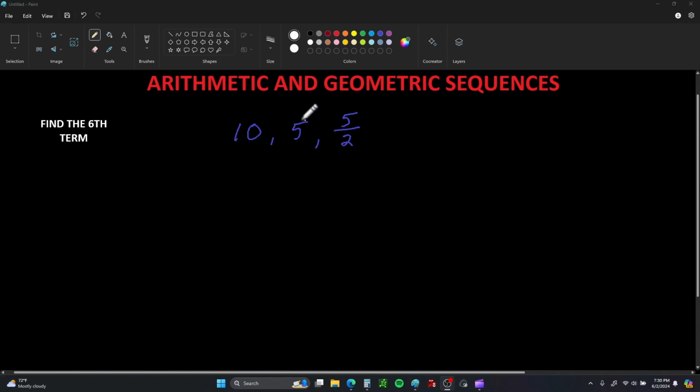Here in this sequence, we notice that the numbers are decreasing. The first thing I want to determine is, am I adding a -5? To go from 10 down to 5, I add a -5. And to go from 5, adding a -5 would have put me at 0. So this is a geometric sequence. So what's happening to go from 10 down to 5, what I'm doing is I'm multiplying by 1/2.